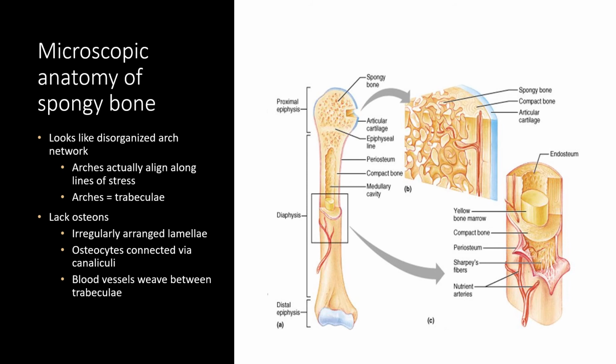Trabeculi lack osteons. They're irregularly arranged lamellae, basically. Osteocytes are connected to one another by canaliculi still within those trabeculi, and blood vessels will sort of weave between the trabeculi, but they're not arranged in those concentric osteons like you see in compact bone. And we'll talk a little bit more about that when we talk about bone development.